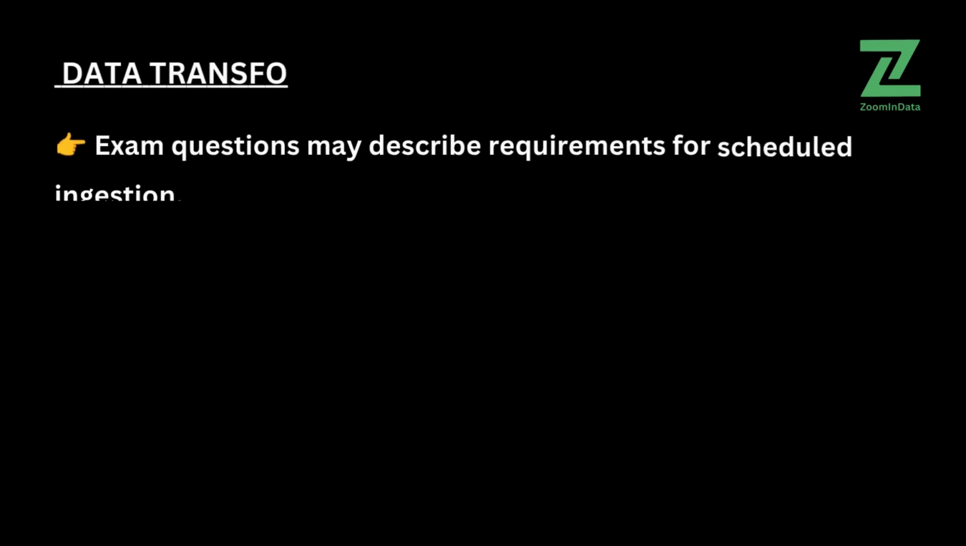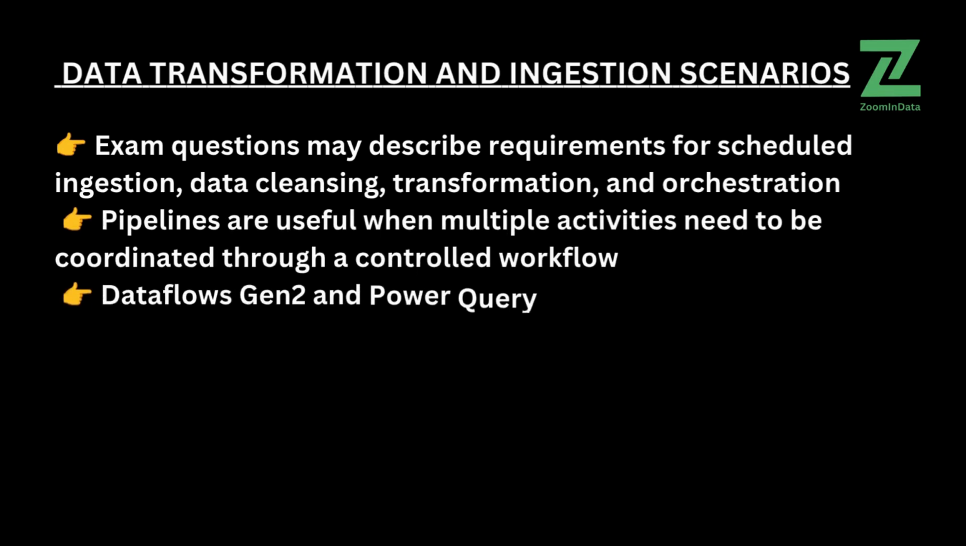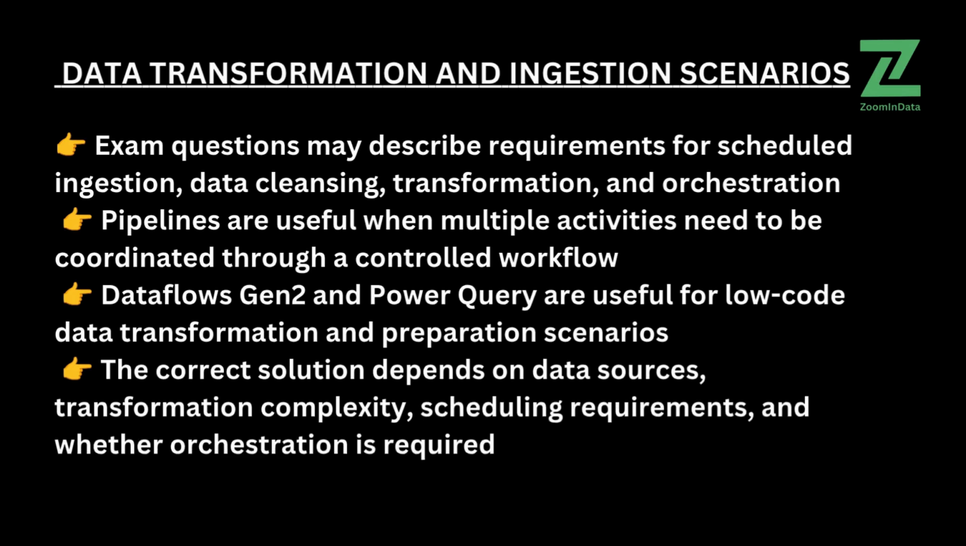Exam questions may describe requirements for scheduled ingestion, data cleansing, transformation, and orchestration. Pipelines are useful when multiple activities need to be coordinated through a controlled workflow. Data flows Gen 2 and Power Query are useful for low-code data transformation and preparation scenarios. The correct solution depends on data sources, transformation complexity, scheduling requirements, and whether orchestration is required.